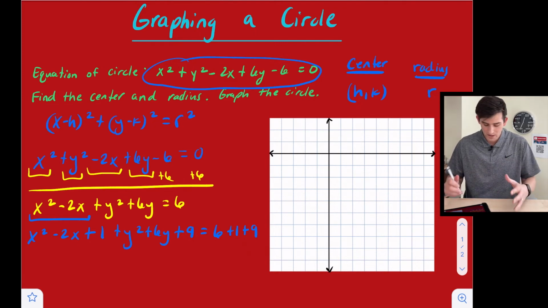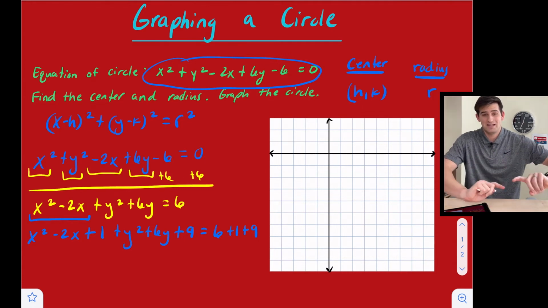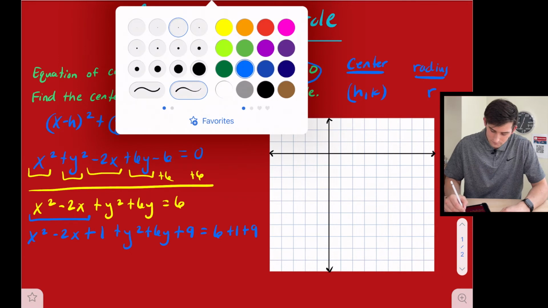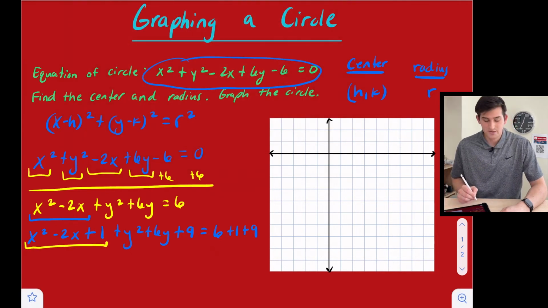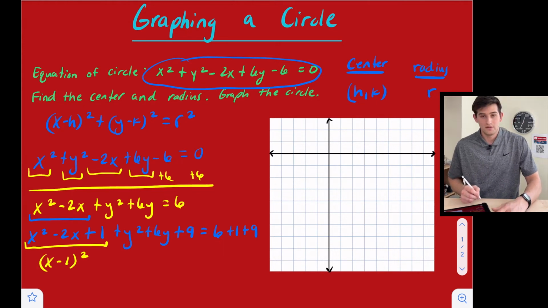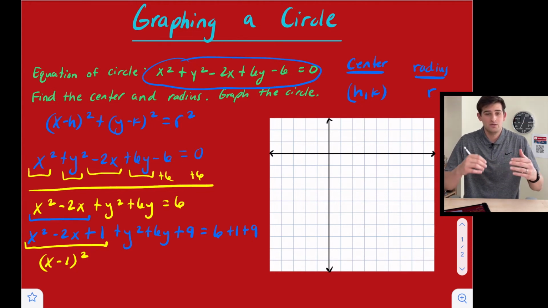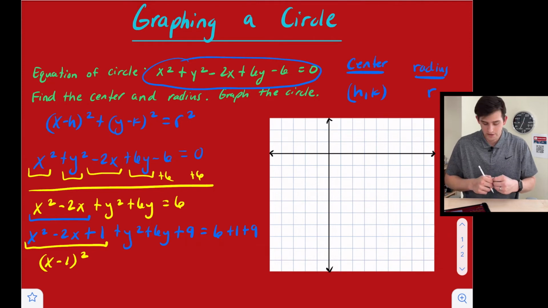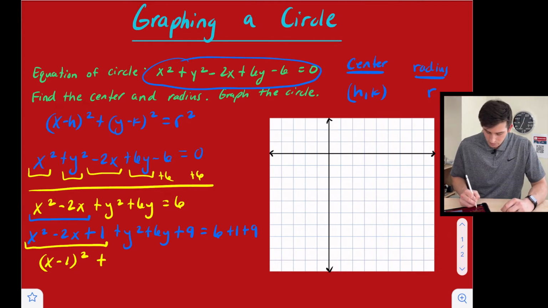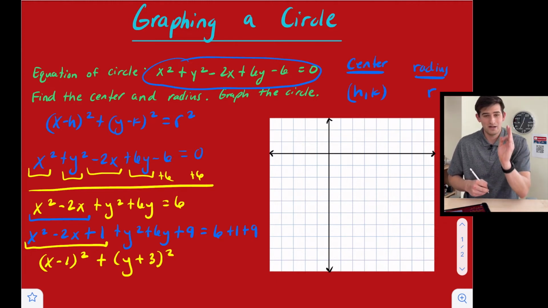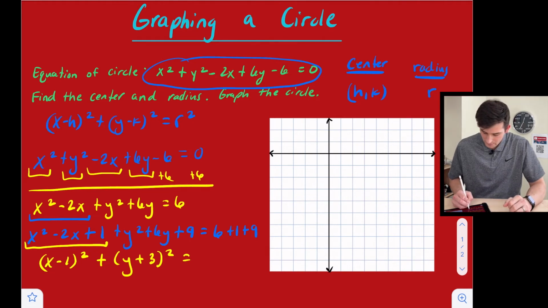So now let's simplify. The whole reason we did this was so that we could take our perfect square trinomials and factor them as the square of a binomial. So now, x squared minus 2x plus 1 is going to factor as (x minus 1) quantity squared. It's minus because there's a subtraction, b is negative. It is x minus 1 because we do b divided by 2 as the second term of our binomial there. So (x minus 1) quantity squared plus (y plus 3) quantity squared. Why 3? Because b divided by 2 is 3, okay? And now we simplify on the right side. 6 plus 1 plus 9, that's going to give me 16.